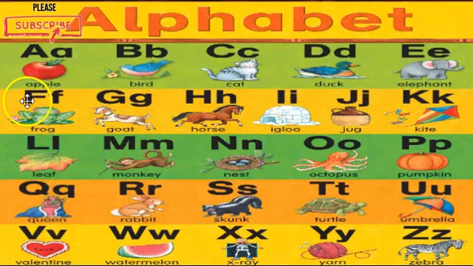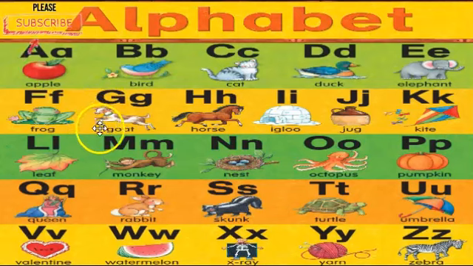F. F is for frog. The word frog begins with the letter F. G. G is for goat. The word goat begins with the letter G. H. H is for horse. I. I is for igloo. J. J is for jug.